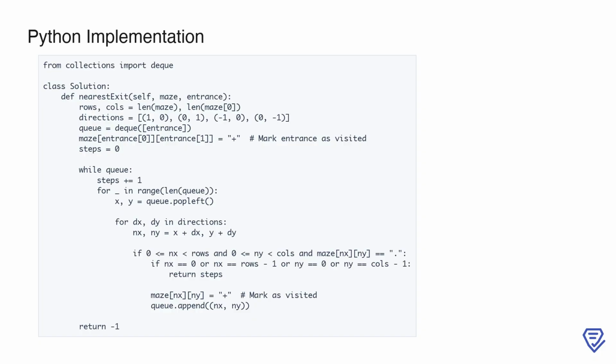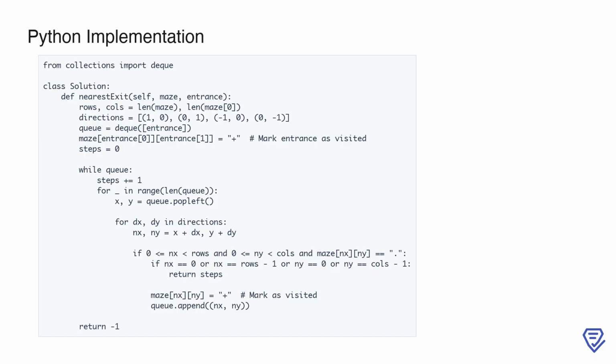This implementation solves the problem nearest exit from entrance in maze by using a breadth-first search (BFS) approach. The BFS is ideal for finding the shortest path in an unweighted grid-based maze. The algorithm begins by initializing the maze dimensions, rows and columns, and defining the possible movement directions. A deque is used as the BFS queue, initialized with the entrance position. The entrance cell is immediately marked as visited by converting it to a wall, plus, to prevent revisiting.